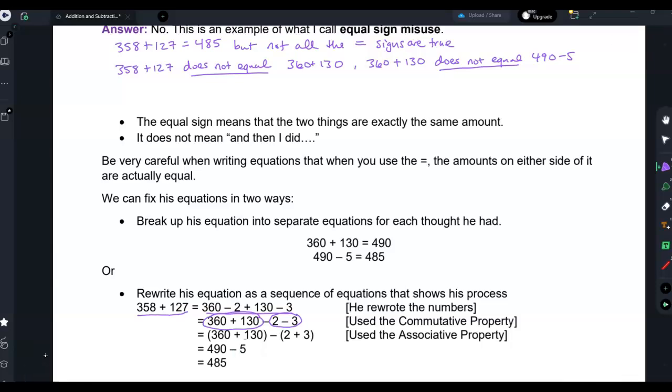So using the commutative property, and then it's also using the associative property, saying, hey, since this is all addition, or I could rewrite it as addition of negatives with the minus signs, then we can associate those together. So that's another way that you could write that correctly without having any equal sign misuse.